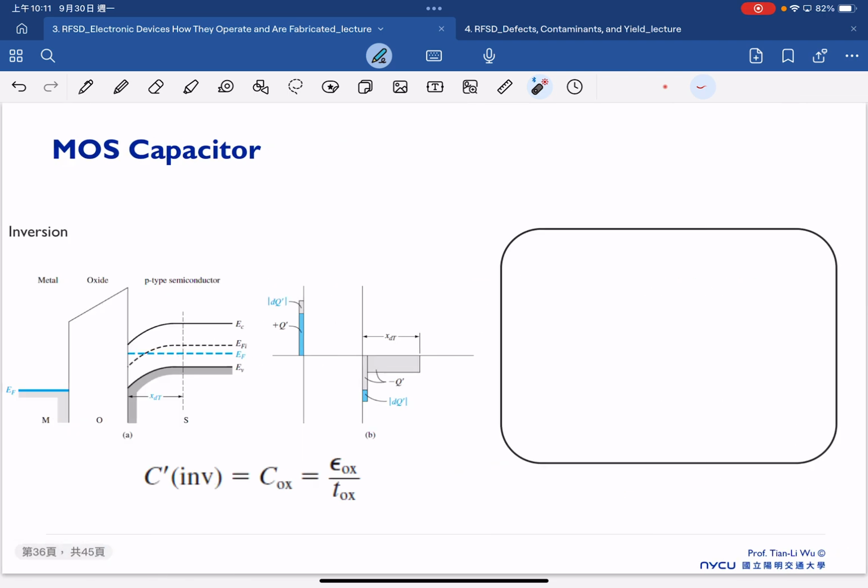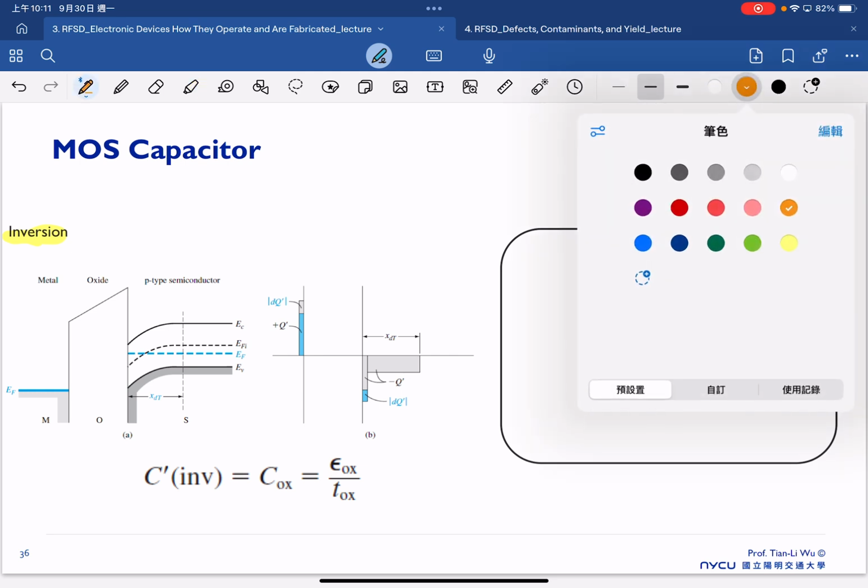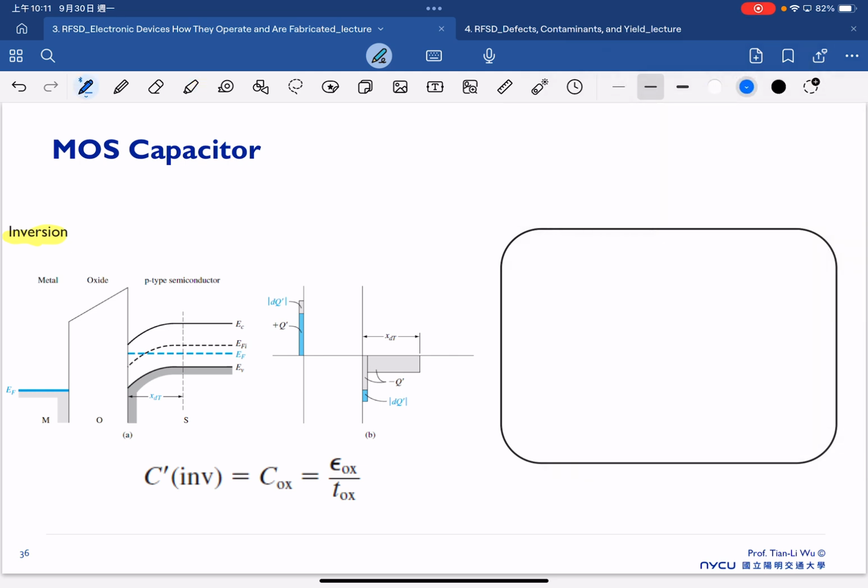Okay, so the last part, which is related to our inversion, will be our last part. So in the case of inversion, we consider the bias where our VG is larger than our threshold voltage. Here in the MOSFET we consider the VFB, the flat band voltage here.